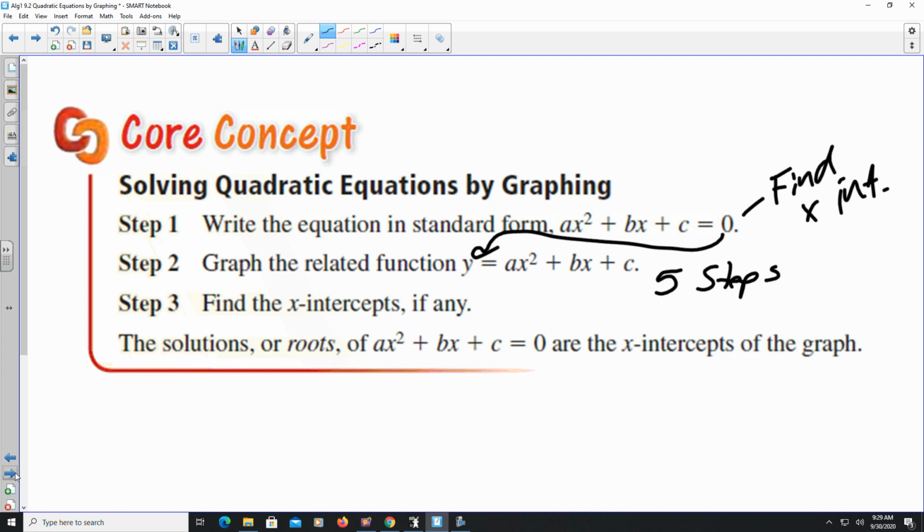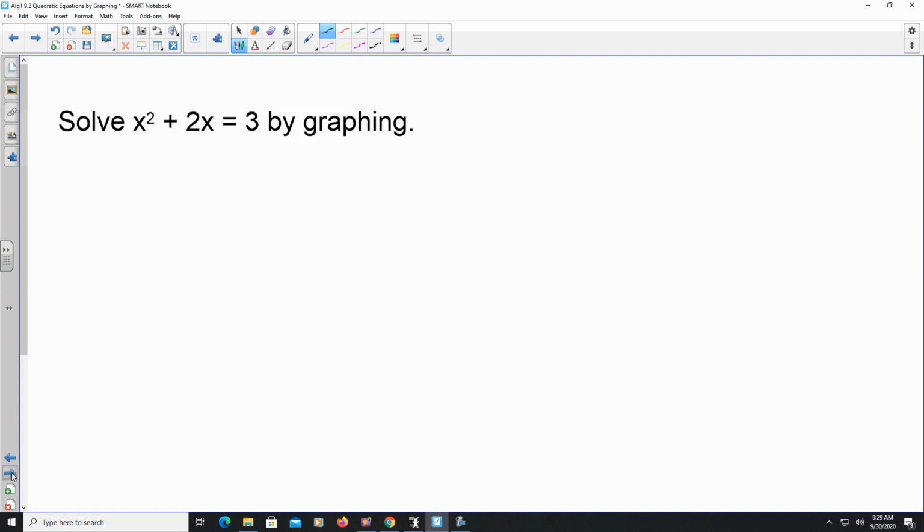Tell me what A, B, and C are. Tell me what the y-intercept is. Tell me the axis of symmetry, the vertex, and then the x-intercepts if they have any. So let's look at this one. I have x squared plus 2x is equal to 3, by graphing. So what we need to do is get everything on one side. So this turns into x squared plus 2x minus 3.